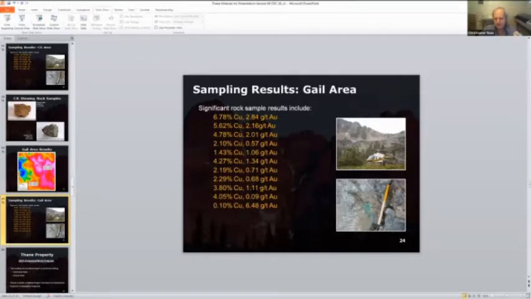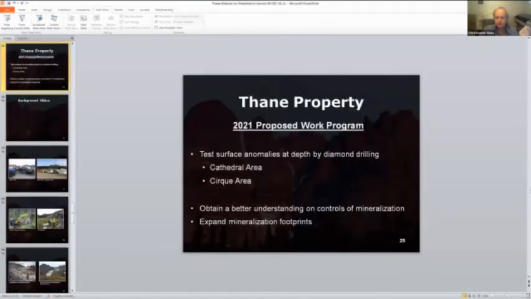And what we're finding here is we've got the grades, albeit they are rock samples, all from outcrop. But we have significant copper and we have significant gold. So it's our belief that as we go down and are able to drill this, we're going to start seeing significant copper and gold grades.